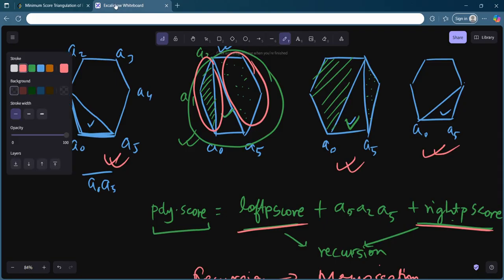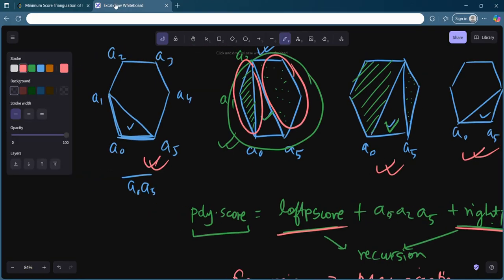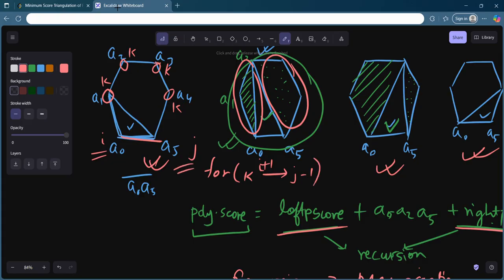Whatever vertices are in between, only those you need to take care of. So considering this as the base, there can be vertices in between. I will consider the ends as i and j, and the one in between as k, which we will traverse. So you keep a for loop for k, and you make it traverse from i plus 1 to j minus 1. If this is i and j, you can make it travel from i plus 1 to j minus 1 and simply go through it.